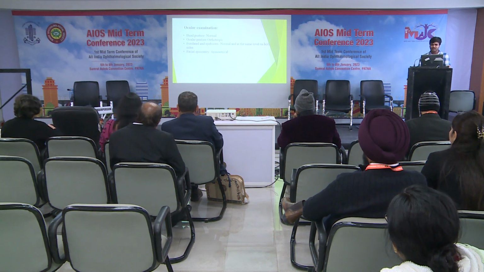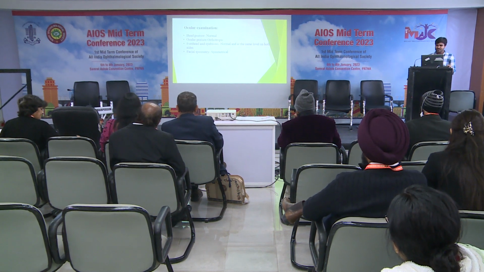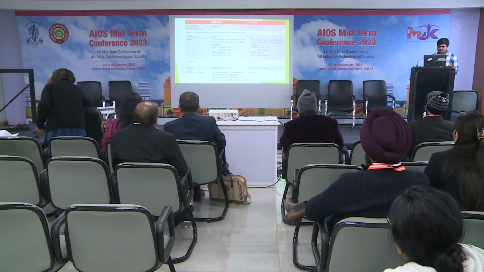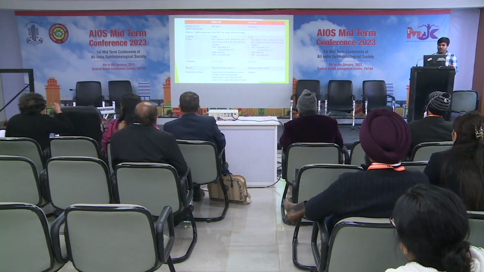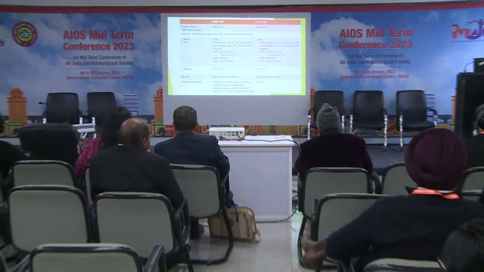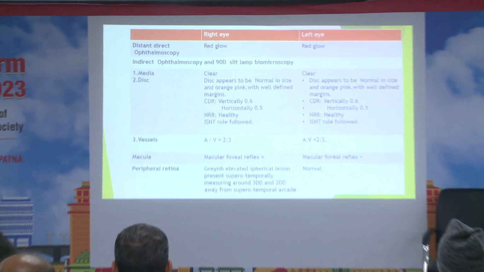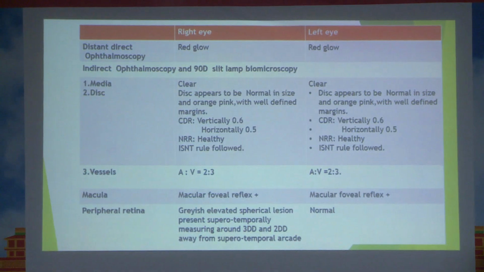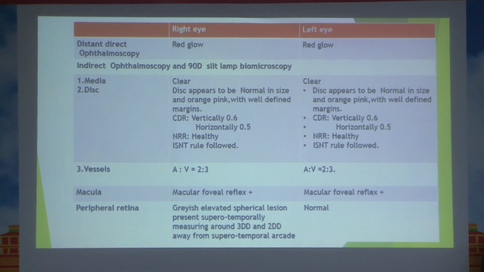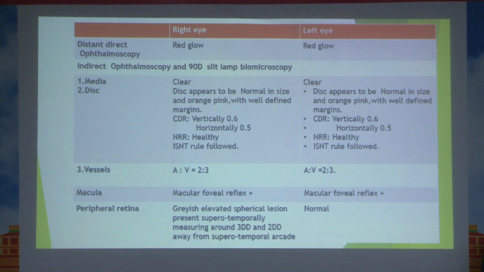Then moving on to the ocular examination, head posture, ocular posture, everything was normal, and even the anterior segment was normal in both the eyes. So moving on to the fundus picture, on distant direct ophthalmoscopy, the glow was seen in both the eyes. On indirect ophthalmoscopy and 90D slit lamp biomicroscopy, the media was clear in the right eye. The disc appears to be normal in size and orange-pink with well-defined margins. The cup disc ratio was vertically 0.65, horizontally 0.5. NRR was healthy and ISNT was followed. The vessels A to V is equal to 2:3, and the macula foveal reflex was present.